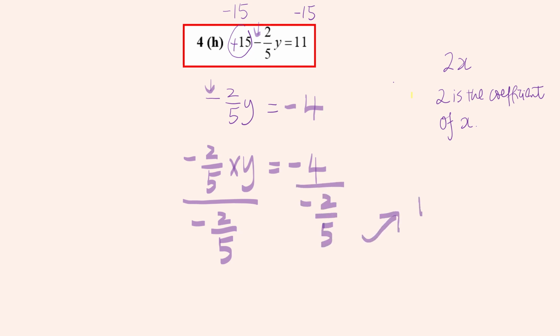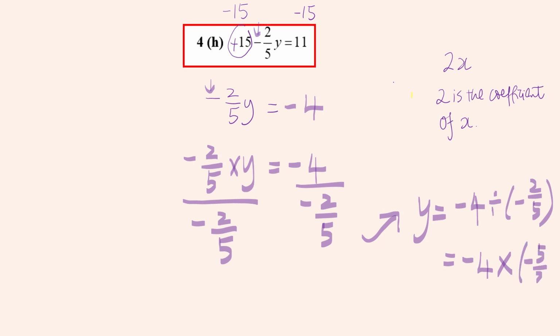So that will give me y equals to negative 4 divided by negative 2/5. Well, you can just easily use a calculator, but otherwise, if you want to do it manually, negative 4, change the division sign to multiplication, flip the fraction, and that basically just gives you 10. All right, and we can easily substitute 10 into the equation to see if it satisfies the equation.